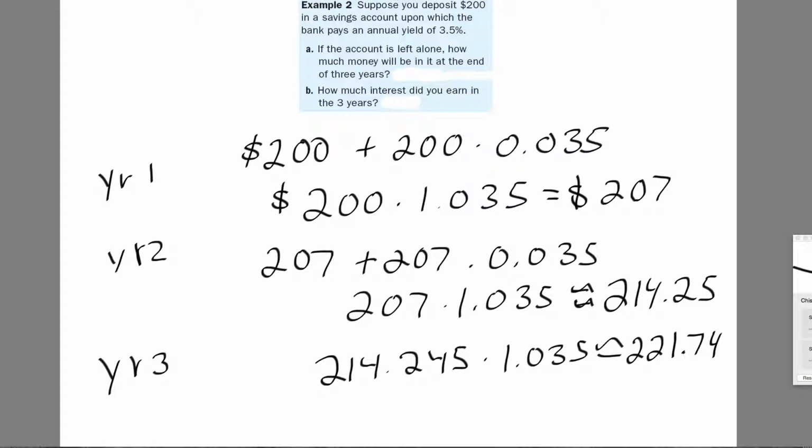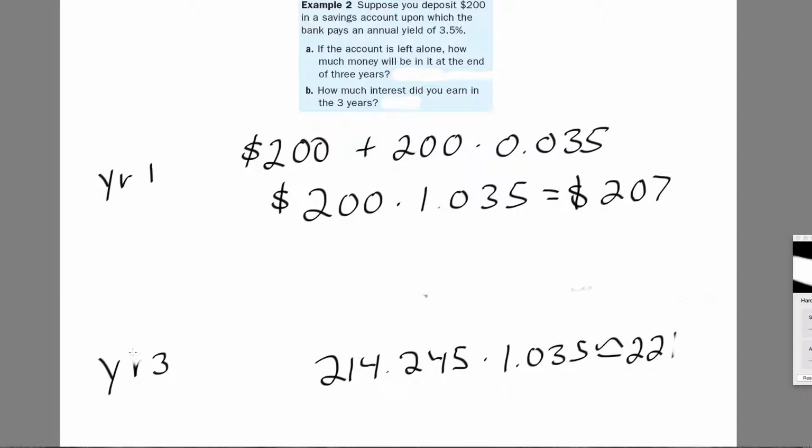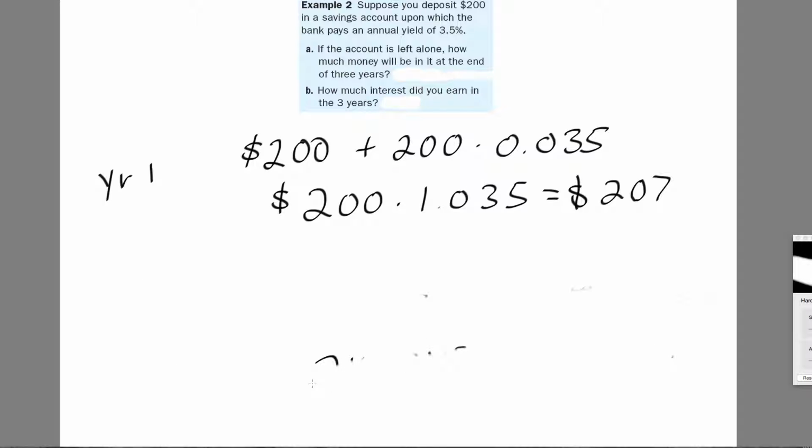I'm going to erase this, and we're going to start over and do the calculations a little bit differently. We'll just leave our very first year calculation in there and get rid of the rest here. Okay, and back to our pen.